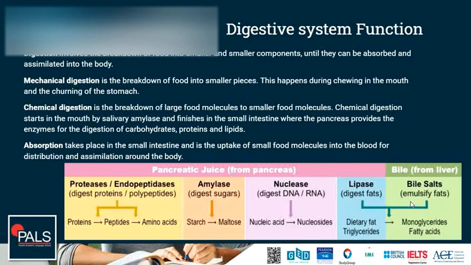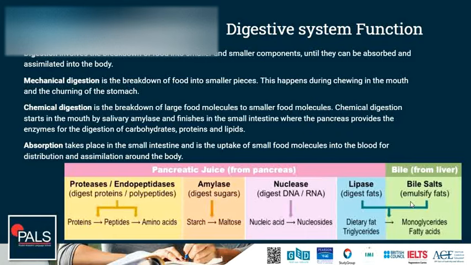Digestion involves the breakdown of food into smaller and smaller components until they can be absorbed and assimilated into the body. Mechanical digestion is the breakdown of food into smaller pieces without breaking them down into smaller molecules. So there's no chemical change. This happens during chewing in the mouth, for example, and the churning of the stomach.